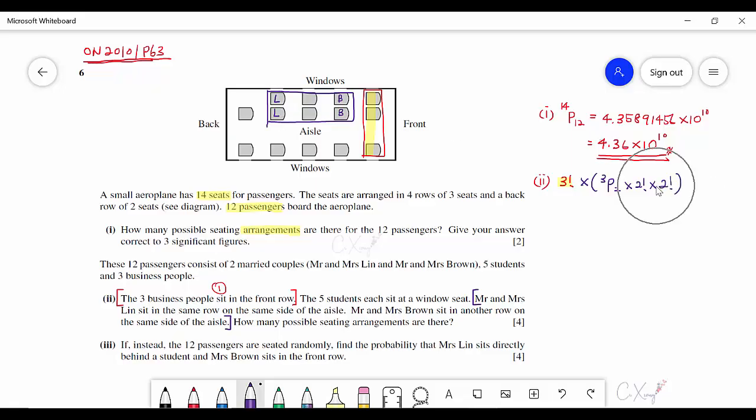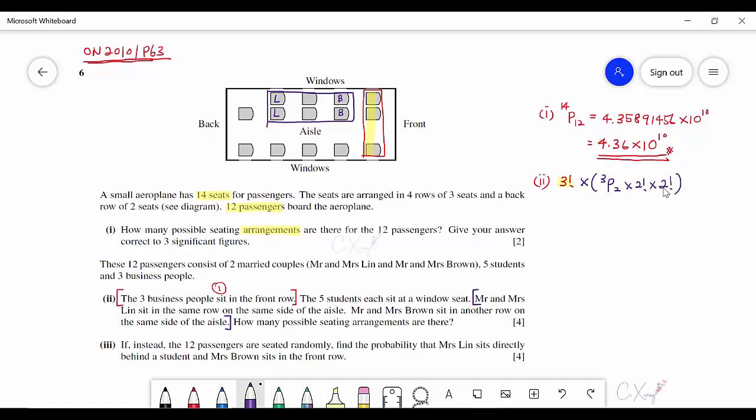So this purple color handwriting here, the ink here, will be referred to the couples. So 3p2 means that you are trying to arrange 2 units of couple, or 2 pairs of couple, into 3 sets of the seats. And after that, since they can exchange their seating between the Mr. and Mrs., therefore you have 2 factorial and also 2 factorial.